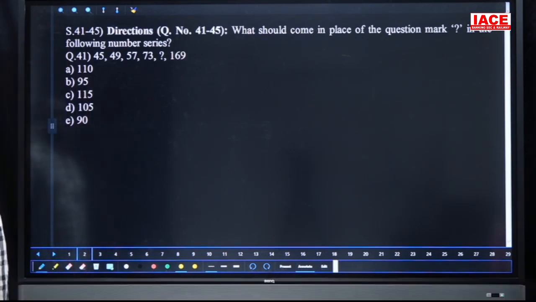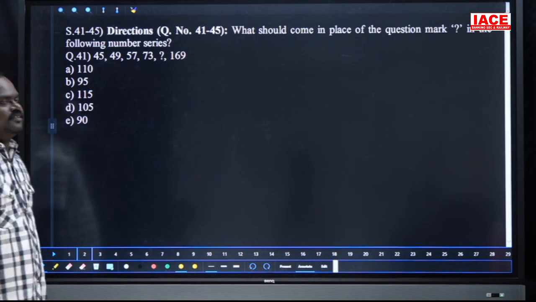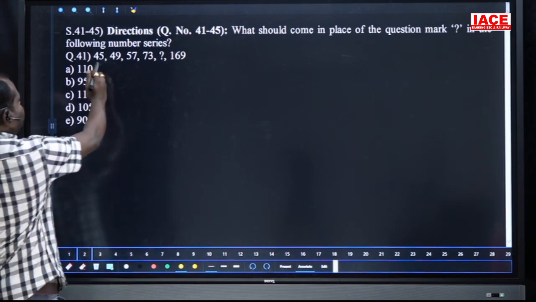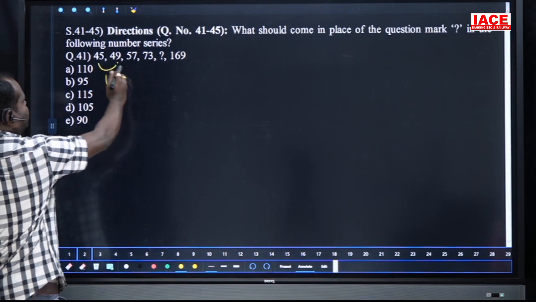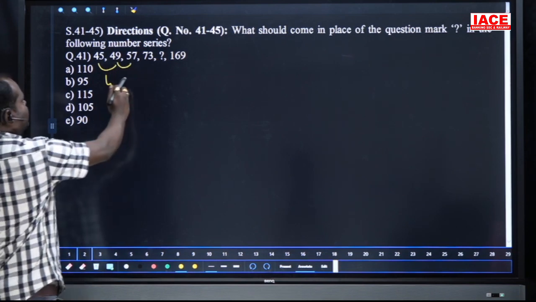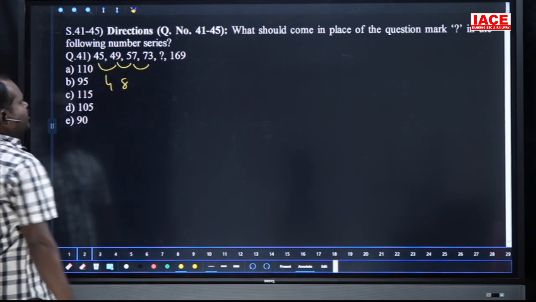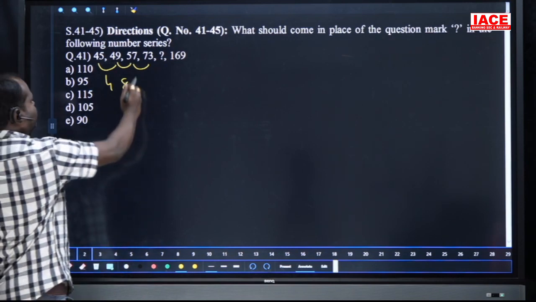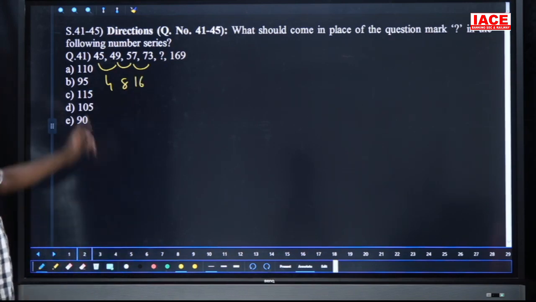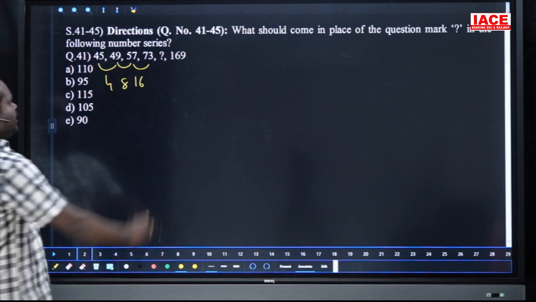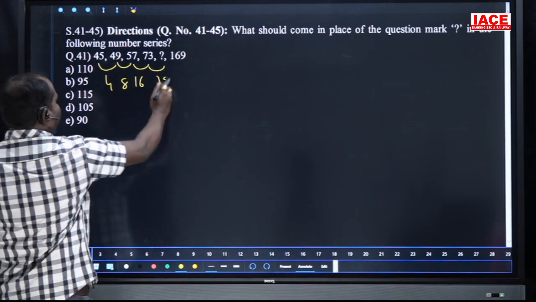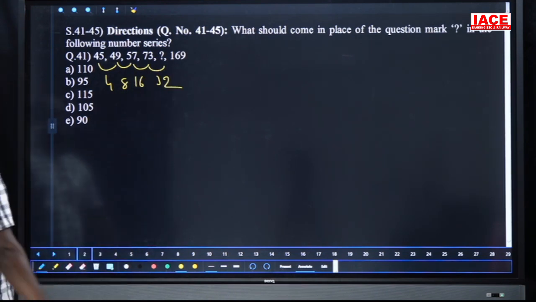Number series: 45, 49, 57, 73. The series is increasing. From 45 to 49 the difference is 4. From 49 to 57 the difference is 8. From 57 to 73 the difference is 16. So the difference is doubling: 4, 8, 16. Next should be 32. 73 plus 32 is 105, which is option D.